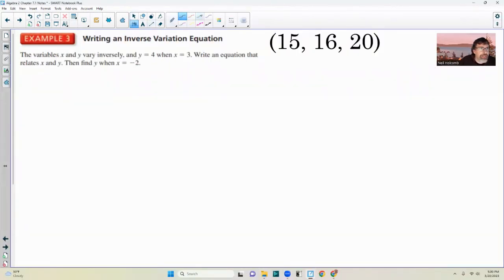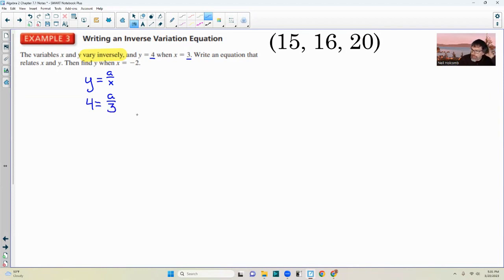Okay, here's example 3, writing an inverse variation equation. The variables x and y vary inversely, and y equals 4 when x equals 3. So we already know there is an inverse variation; we're told that right here. It says to write an equation that relates x and y, and then find y when x equals -2. First we write the standard equation, y equals a over x. Now we substitute our givens: y is 4 and x is 3, so 4 equals a over 3.